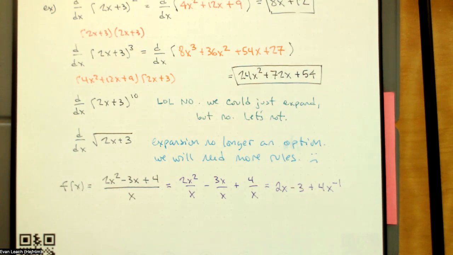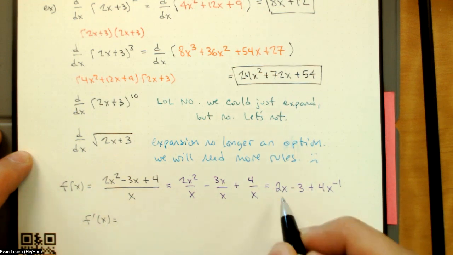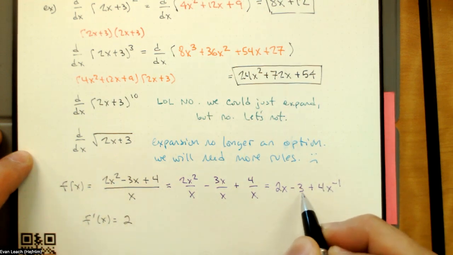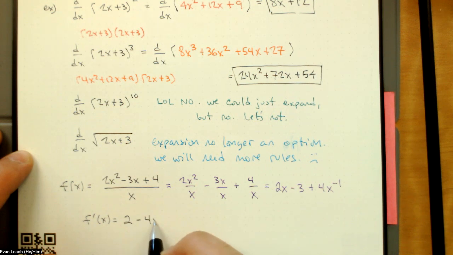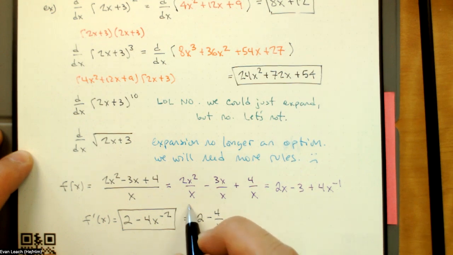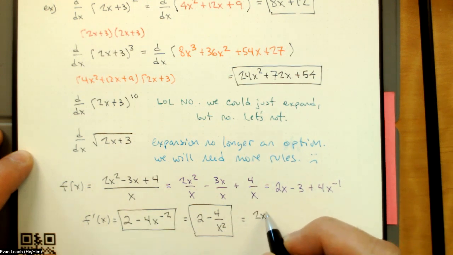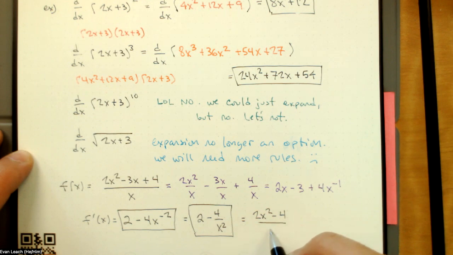Now that I've written the function as terms, I can just take the derivative one term at a time. So f prime will be 2. The derivative of 3 is 0. And then minus 4x to the negative 2. Or 2 minus 4 over x squared.